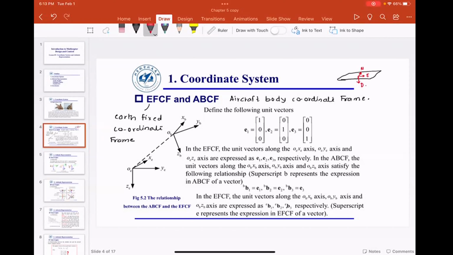And then you can have an aircraft or a quadcopter or a UAV or some other exotic flying object, and you can add its own coordinate frame. So you would have north, you would have east, and you can have down. So you can have its own coordinate frame. This coordinate frame is A, B, C, F, and this is E, F, C. So these are the two coordinate frames. Now, how are these two coordinate frames related to each other?